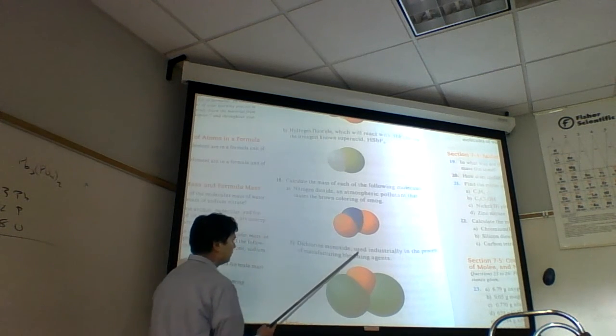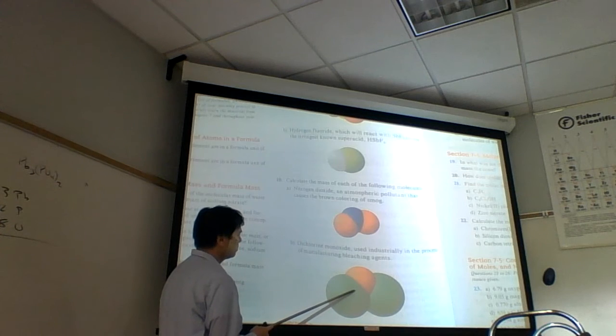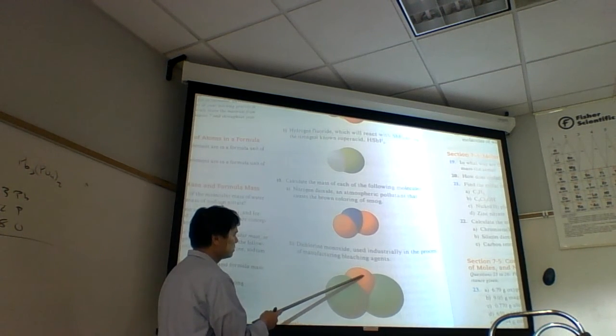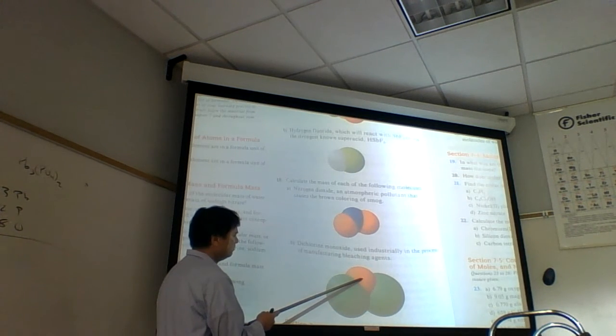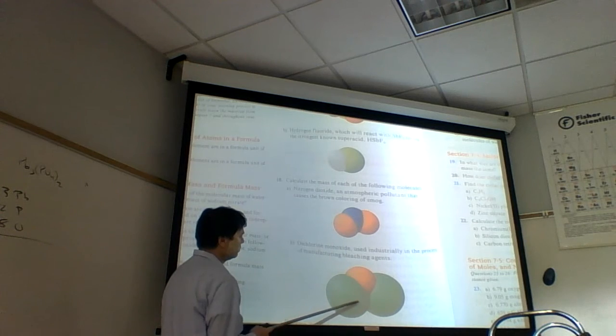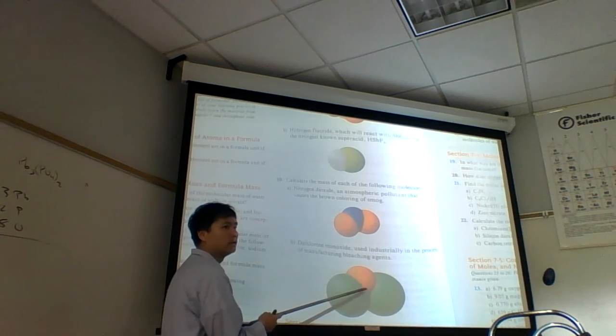Dichlorine monoxide. Dichlorine, 2 chlorines and an oxygen. Dichlorine, this is molecular also. And so 2 chlorines is 70.90, oxygen is 16. So it's 86.90 U per molecule, or 86.90 grams per mole of molecules.